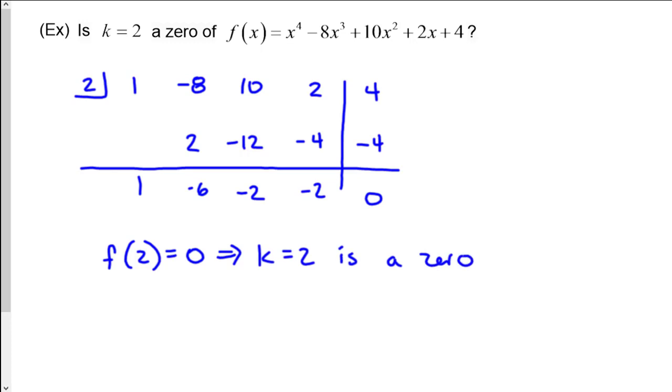So we'll discuss more the implications of it being a 0 later on, but for now, being able to test is the important thing.